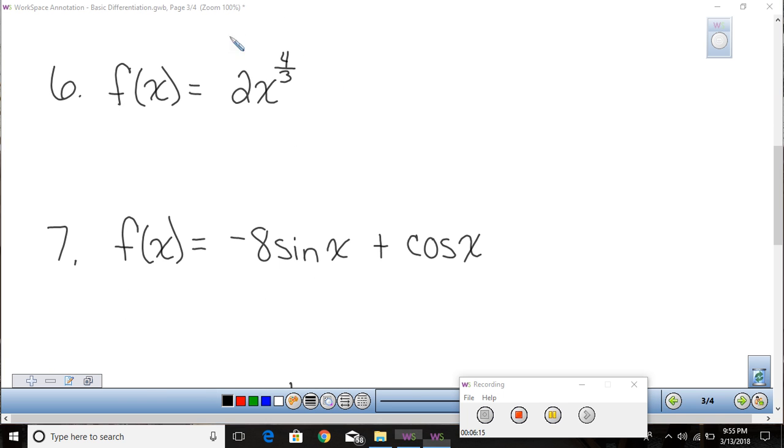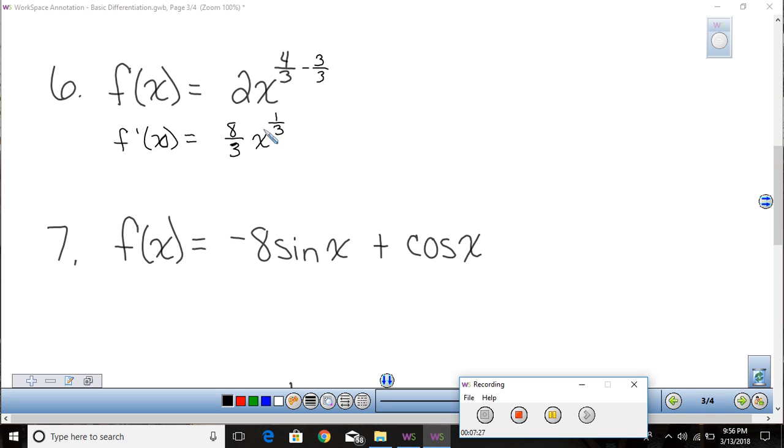All right, number 6. So I've got 4 thirds times 2 is 8 thirds. X to the subtract 1, which, remember, that would just be 3 over 3. So 4 thirds minus 3 thirds would be 1 third.